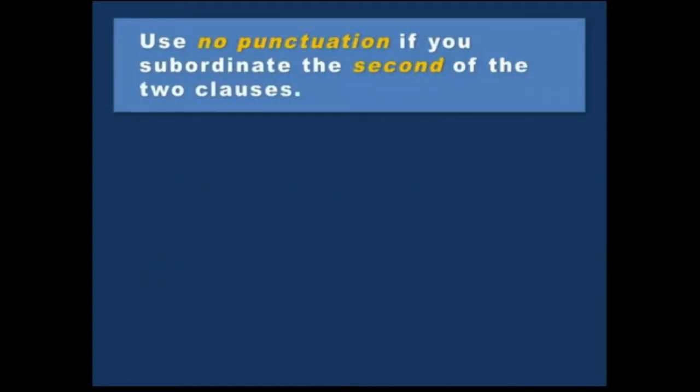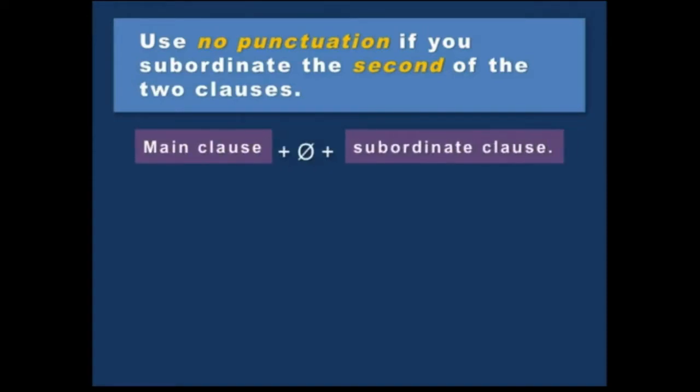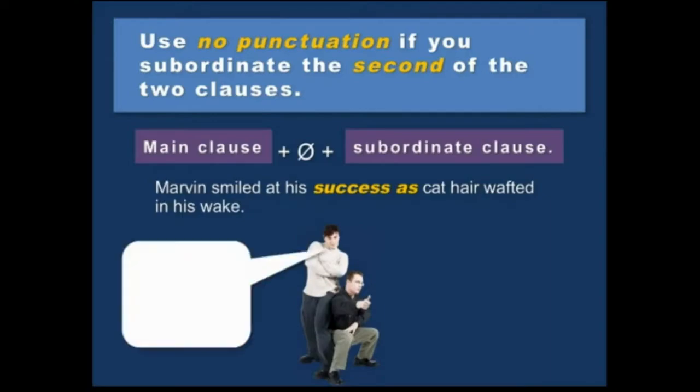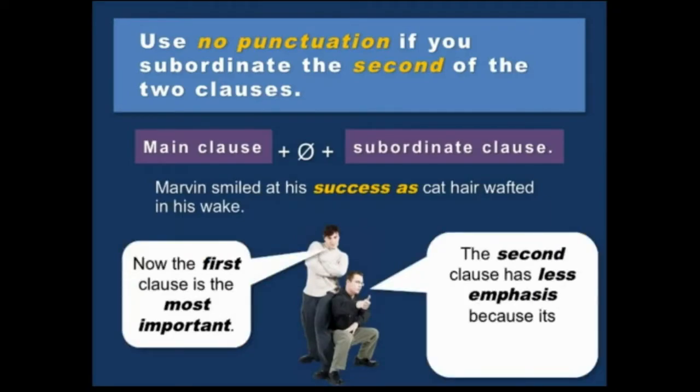You want to use no punctuation if you subordinate the second of the two clauses. Let's try a sentence. Marvin smiled at his success. Cat hair wafted in his wake. Because we've made the first clause, Marvin smiled at his success, the most important, we are not going to use punctuation. The second clause has less emphasis because its thought is incomplete.